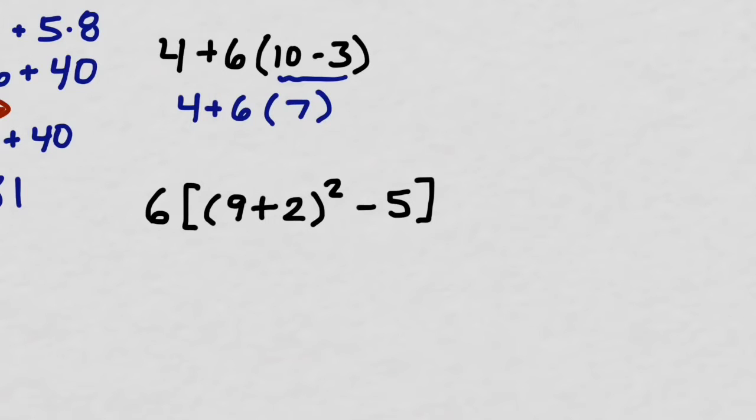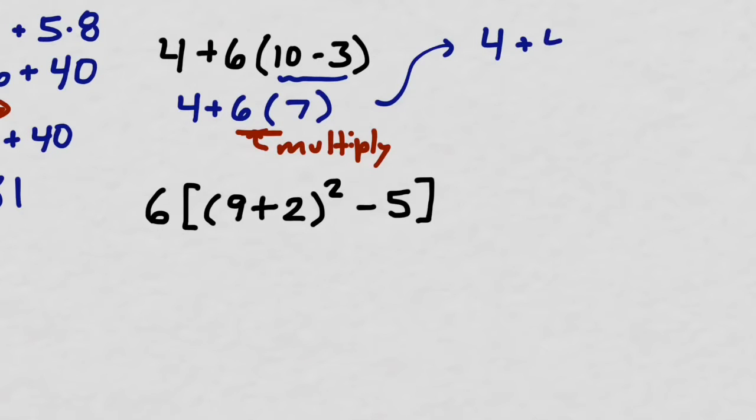And so something else you might know is that 6 sitting next to parentheses like that, that also means I want to multiply. So if there's a situation where there's not a clear operation symbol, it means multiplication. And so that has the higher priority. So I want to take 4 plus 6 times 7 is 42, and 4 plus 42, of course, is 46.